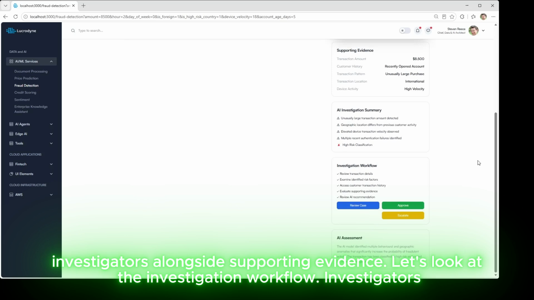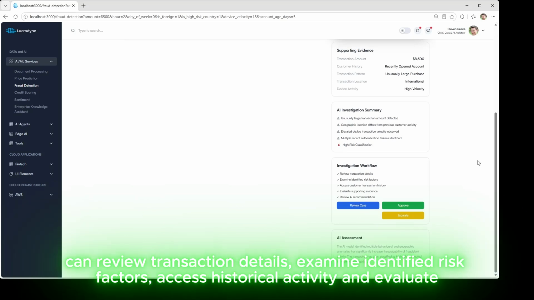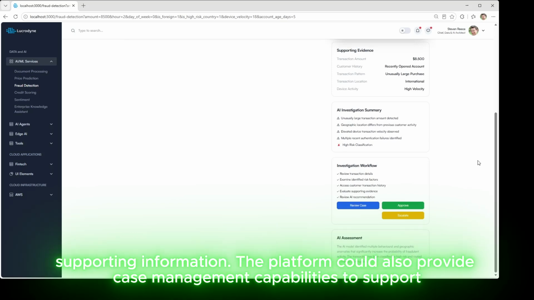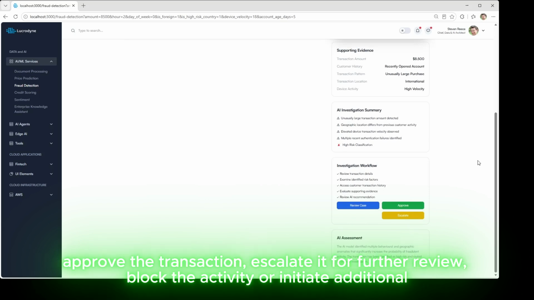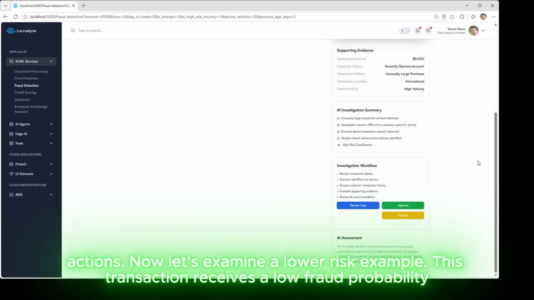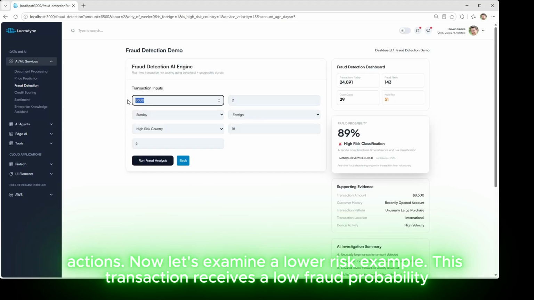Let's look at the investigation workflow. Investigators can review transaction details, examine identified risk factors, access historical activity, and evaluate supporting information. The platform could also provide case management capabilities to support evidence collection and documentation. Based on the available information, the investigator can approve the transaction, escalate it for further review, block the activity, or initiate additional actions. Now let's examine a lower risk example.